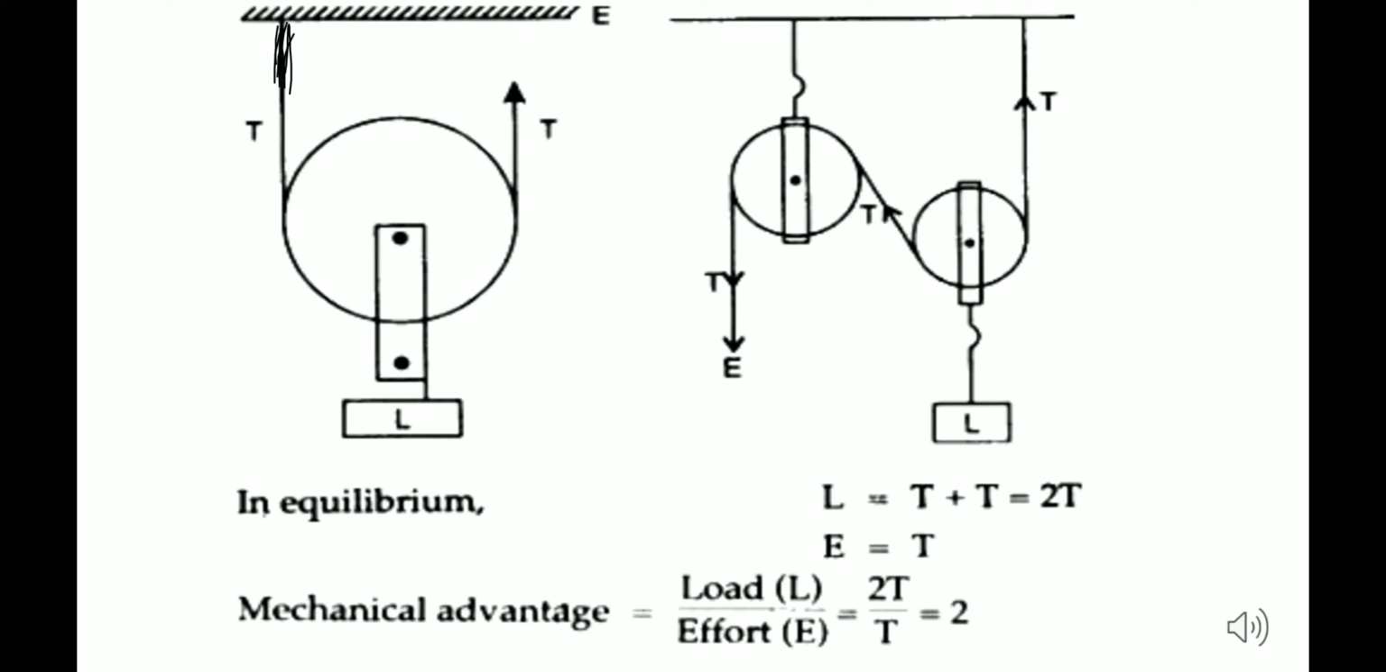So we are studying the movable pulley. Let's see. I was saying that the load here is being balanced by twice the tension, that is T plus T. So load is 2T, whereas effort is T. So mechanical advantage becomes load upon effort, that is 2T by T, and therefore it becomes 2. Okay, so mechanical advantage will be 2. So let's move further.